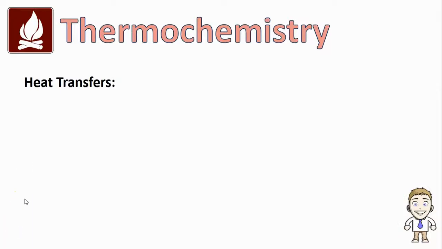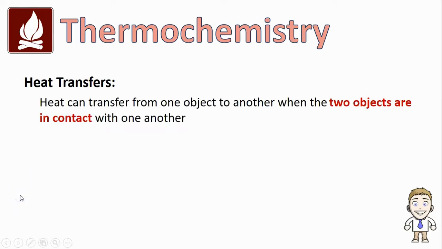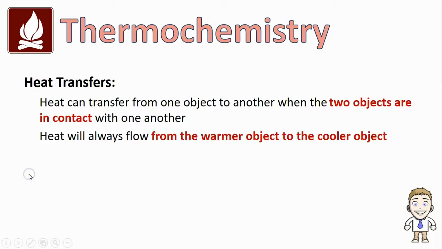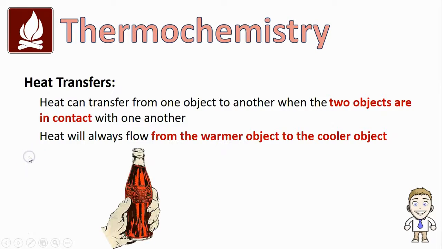Now, most of the time when we're experiencing this idea of hot or cold, what you're really experiencing is a heat transfer, because heat can transfer from one object to another whenever those two objects are in contact with one another. And a good rule of thumb to use here for envisioning that heat transfer is that the heat will always flow from the warmer object to the cooler object. And this is something we know from our life experience.